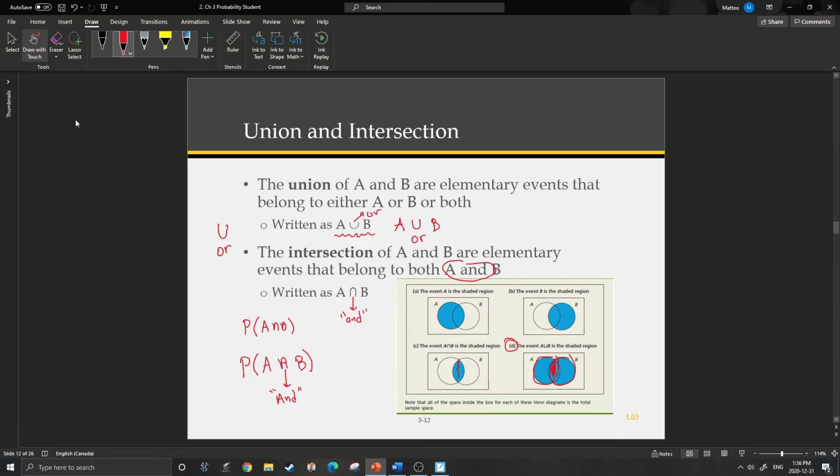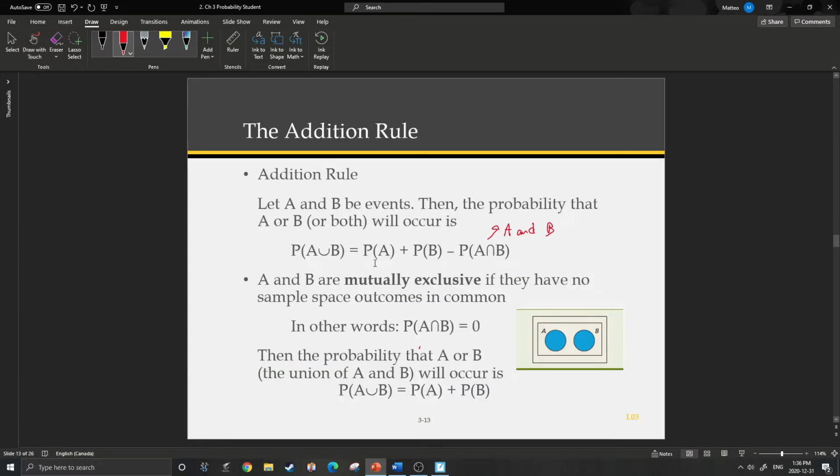I'm adding that overlap twice. That's why our formula subtracts it out so that it only gets counted the one time. Perfect. Very, very important, okay? It will also be maybe a little bit easier when we start doing some questions.